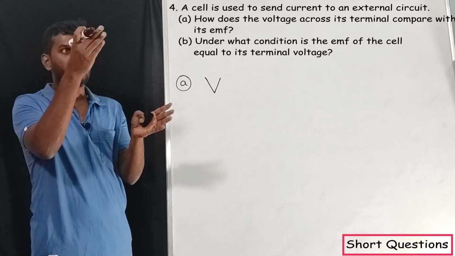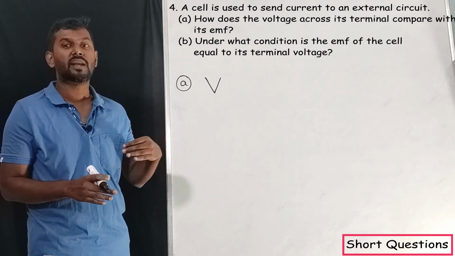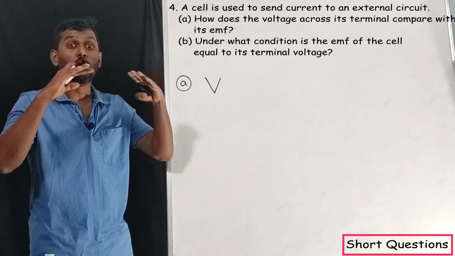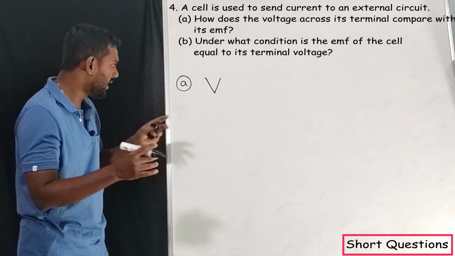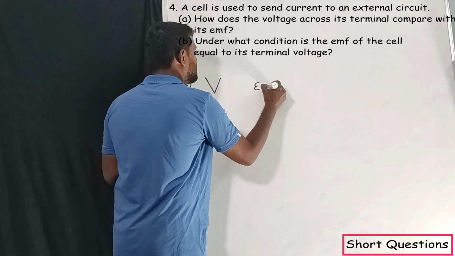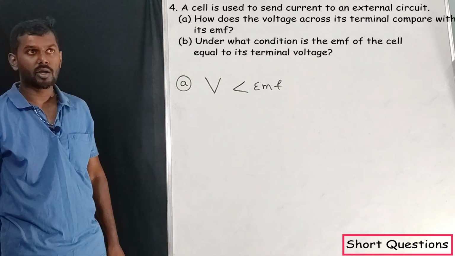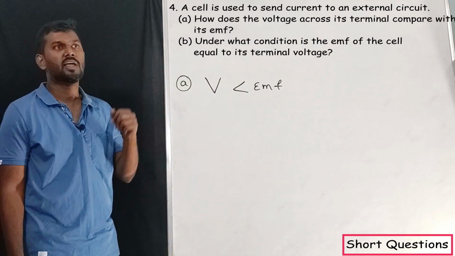They are specifically telling that the current is sent, which happens when the circuit is closed. When the circuit is closed, we know EMF is always greater than terminal voltage. This is what they are looking for.